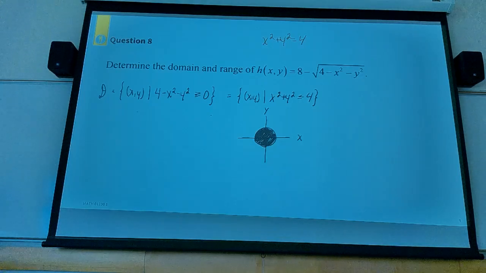For the range, range is all the values that h of x, y can be. Square root of 4 minus x squared minus y squared, what is the smallest value that can be? 8 minus 0 is 8. What's the largest value square root of 4 minus x squared minus y squared can be? Oh, 4. From the domain.